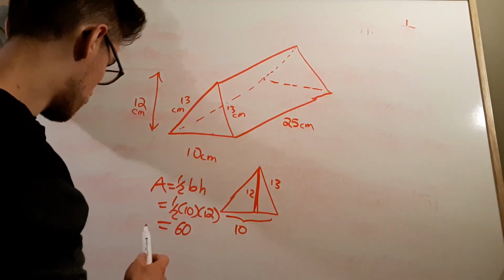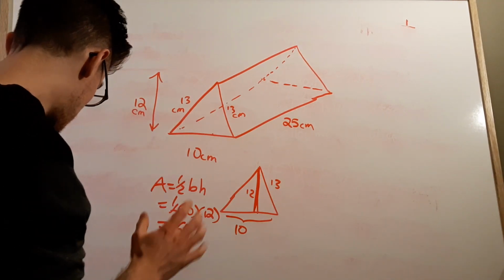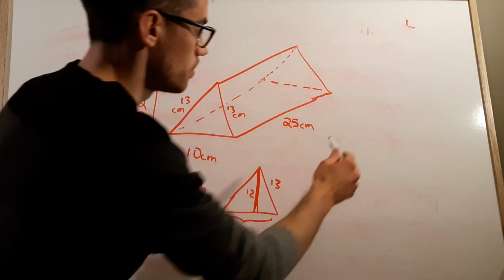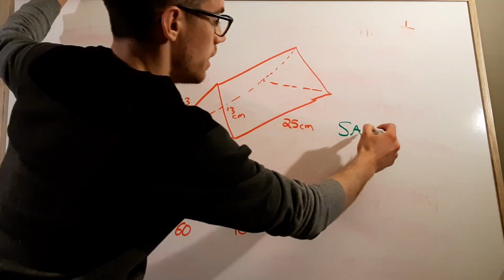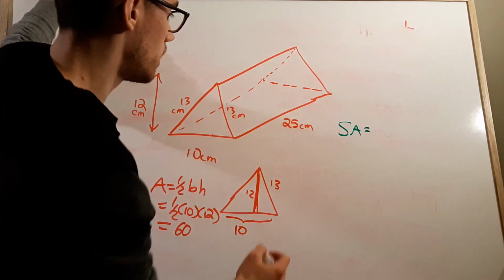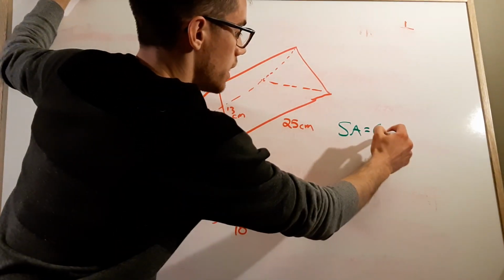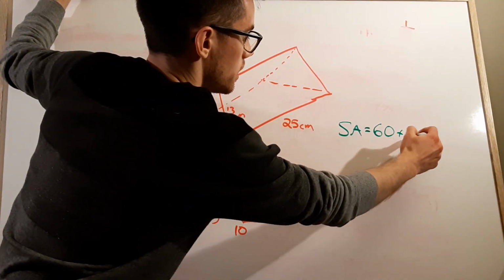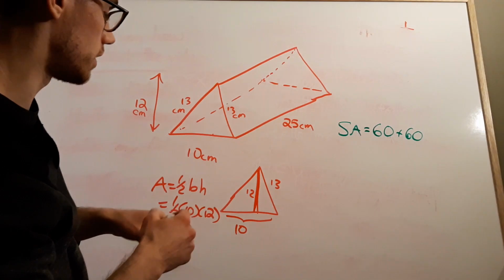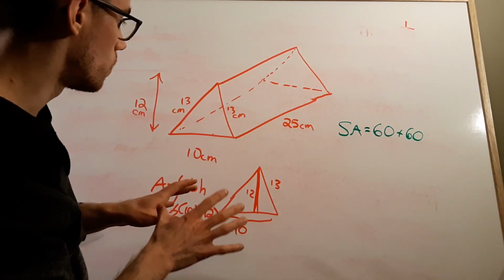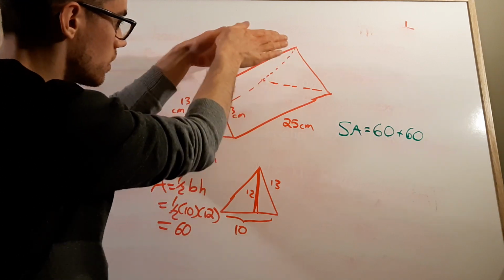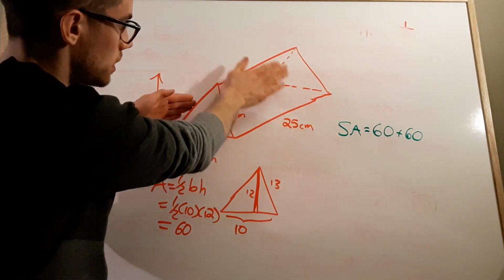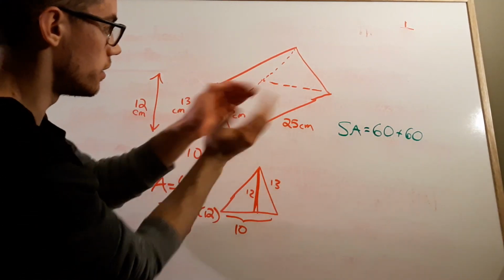So if I start making a running total, why don't I use green? My blue marker is running out. So surface area, we'll put those two on there and we'll have 60 plus 60. So we have that so far. Now, what other shapes do we have on here? We have these, the front side here, the back side, and the one underneath.